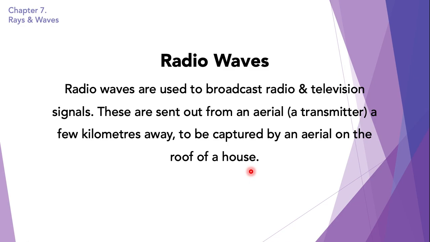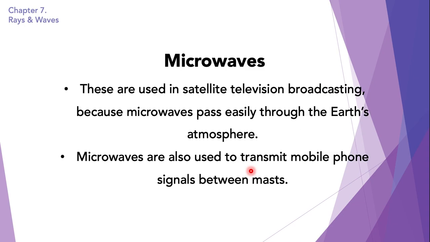Okay, so these were the radio waves. Hope you understood them. After the radio waves, we have the microwaves. Microwaves are used in satellite television broadcasting because microwaves pass easily through the Earth's atmosphere.